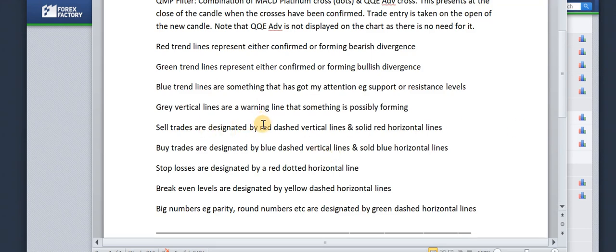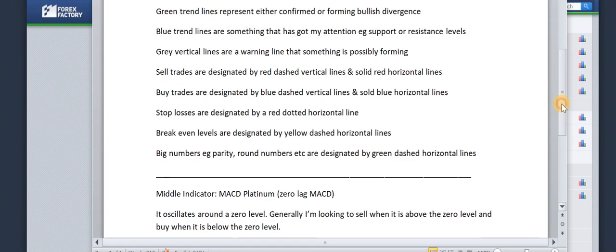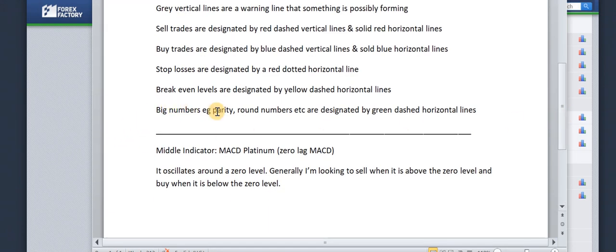Grey vertical lines are warning. Sells are normally in red, buys are in blue. You'll see that. Stop loss is a red dotted horizontal line. You'll see that. Big numbers like parity, round numbers, etc. are a green dashed horizontal line. You'll see that on Bitcoin or the Aussie USD, etc.